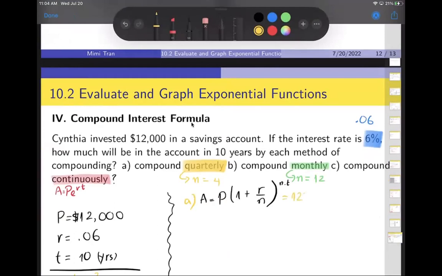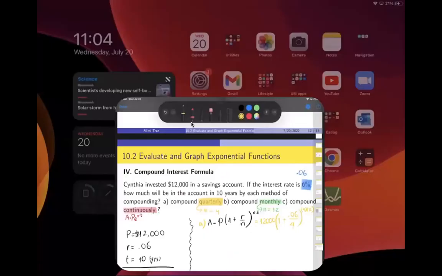P is 12,000. And then 1 plus R, which is 0.06, divided by N, which in this case is 4. And N times T, so 4 times 12. And I'll show you how to do it on the calculator.